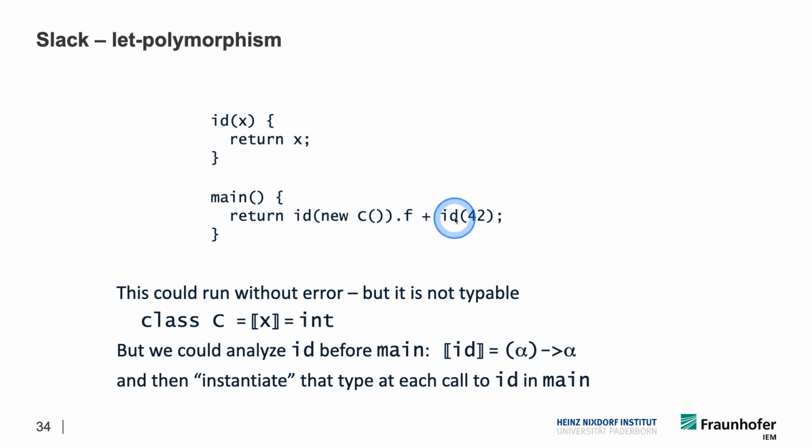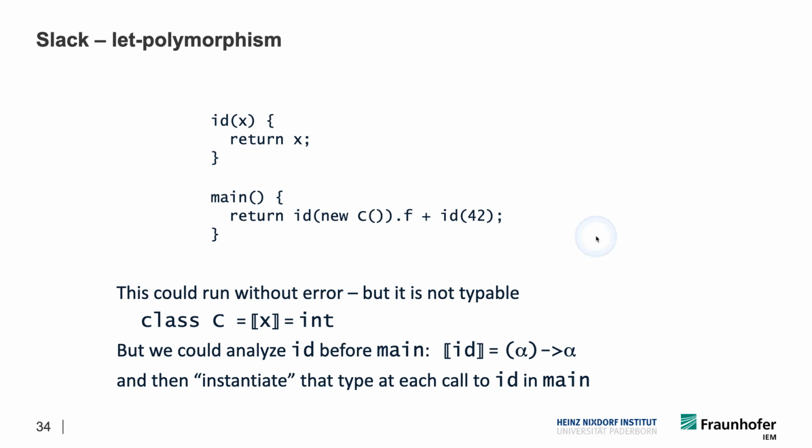And then here we are using this identity function in two different contexts. We are initializing it with an object type, and here we are initializing it with some integer type. Now this code can run without errors, right? Because this is an object type, we can dereference f, assuming that C actually has an f field. And also here, if this returns an integer, we can add 42 to it.